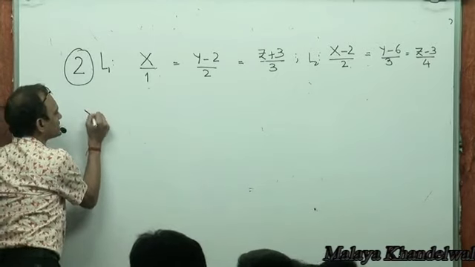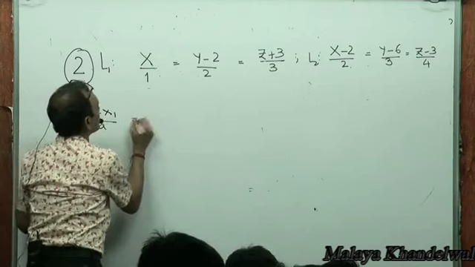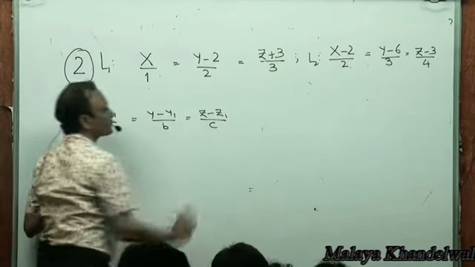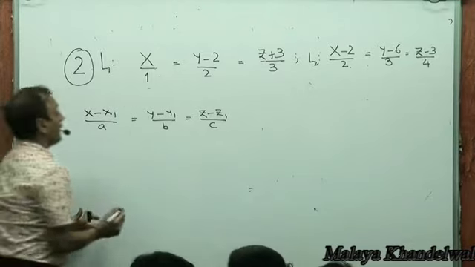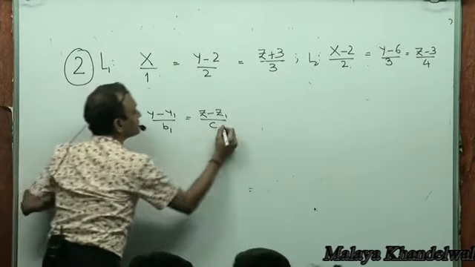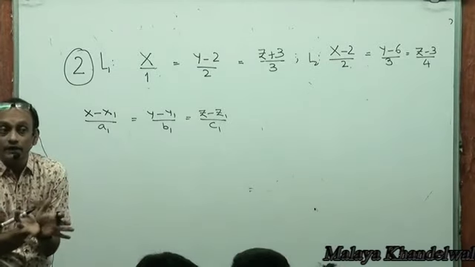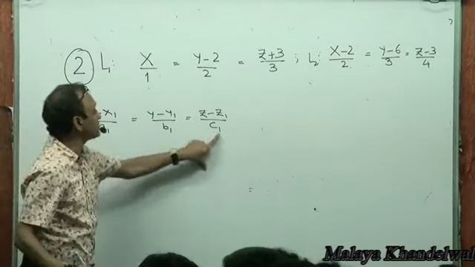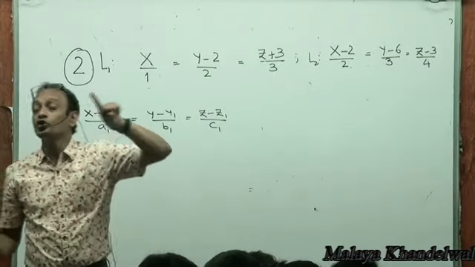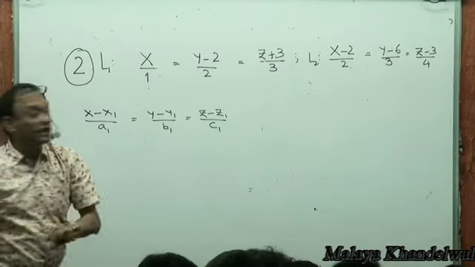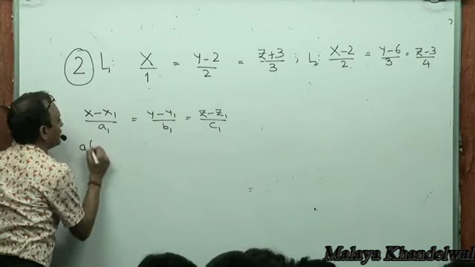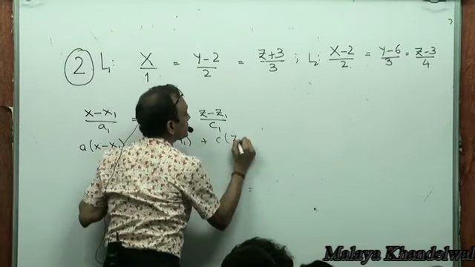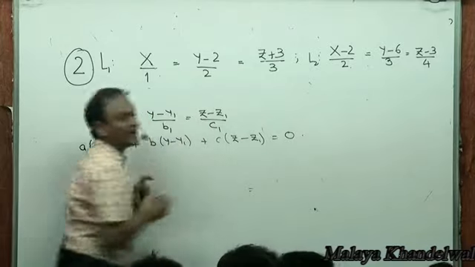See, in a very general sense, (x minus x1) by a is (y minus y1) by b is (z minus z1) by c, suppose is a line with direction ratios a1, b1, c1, right? A plane containing this line will be a plane passing through (x1, y1, z1), yes or no? This is a line with direction ratios a1, b1, c1 passing through the point (x1, y1, z1). Now if I am talking of a plane containing this line, then it must be of the form a(x minus x1) plus b(y minus y1) plus c(z minus z1) equal to 0. Yes or no?